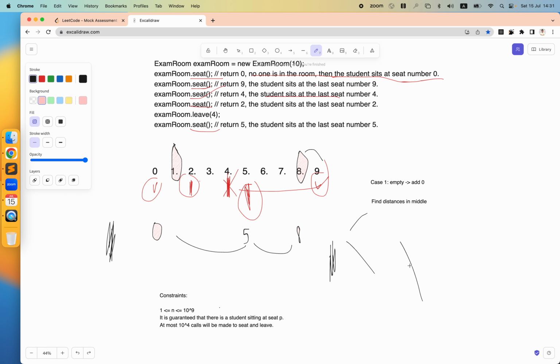So the distance in the beginning should be that index. Otherwise, on the right side it should be n minus 1, so n minus 1 minus index. Yes. Otherwise, in the middle, it should be divided by 2. Yes, let's do that.